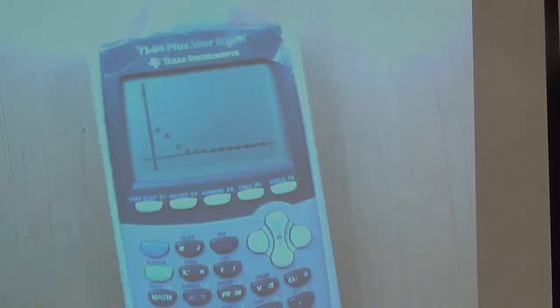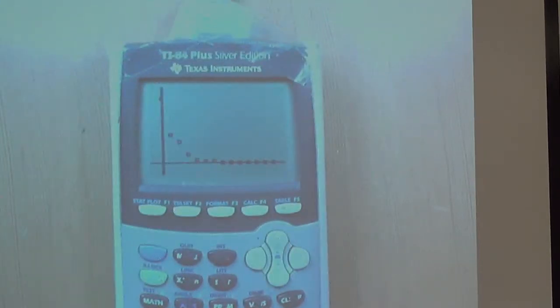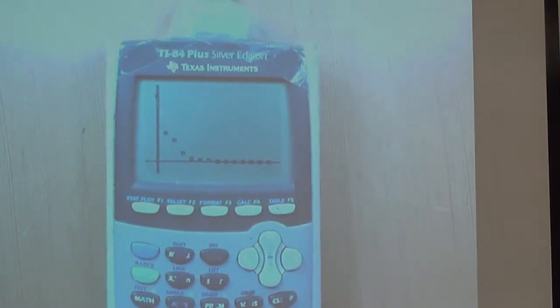Now Excel does a much better job of scatter plots than the TI does, but most of us aren't carrying Excel around with us. Cool.